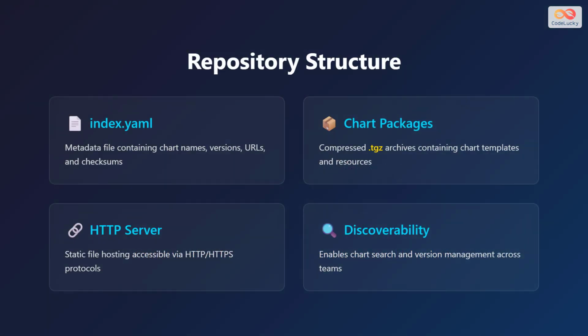Every Helm repository follows a simple structure. At its core is the index.yaml file, which contains metadata about all available charts including their names, versions, URLs, and checksums. The actual chart packages are stored as compressed .tgz archives containing templates and resources. These files are hosted on an HTTP server, making them accessible via standard HTTP or HTTPS protocols. This structure enables discoverability, allowing users to search for charts and manage versions across their teams.